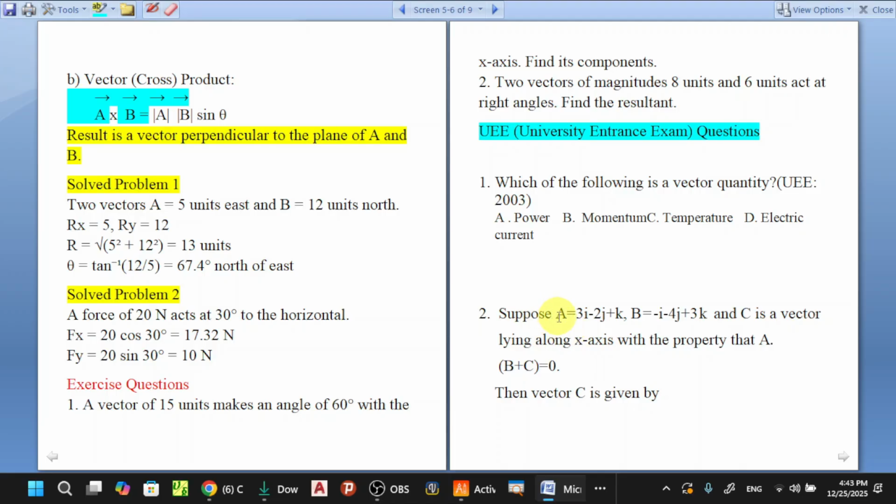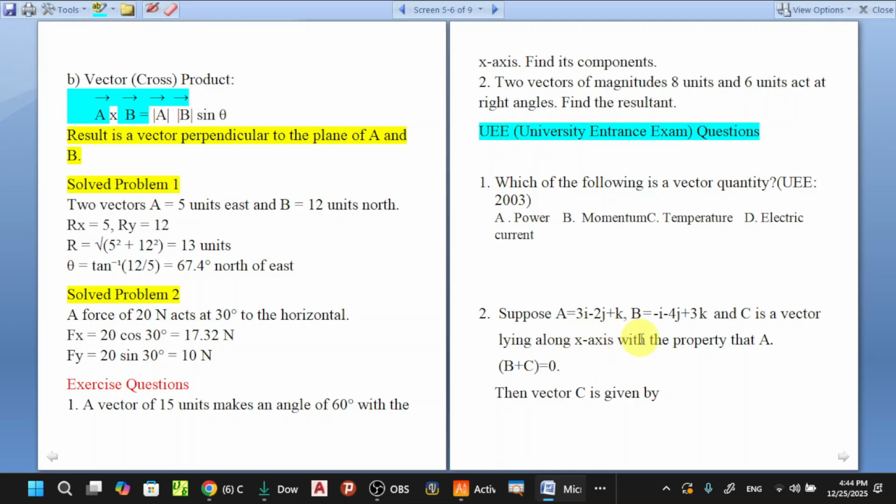Suppose a is equal to 3i minus 2j plus k, and b is equal to minus i minus 4j plus 3k, and c is a vector lying along the x-axis. That means there is no component of j and k. The component of c is just i. Along the x-axis means its direction is the x-axis.